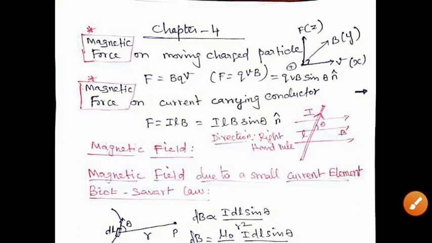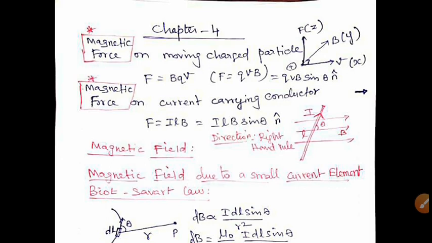Hi students. So chapter 4, moving charges and magnetism, in 12th physics. First we will see the magnetic force, then the magnetic field. So, magnetic force on a moving charged particle. We experience the magnetic force only on moving particles, not on particles at rest. Okay, this is a very important concept.